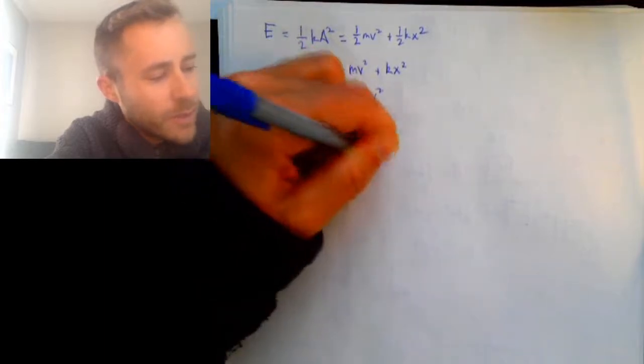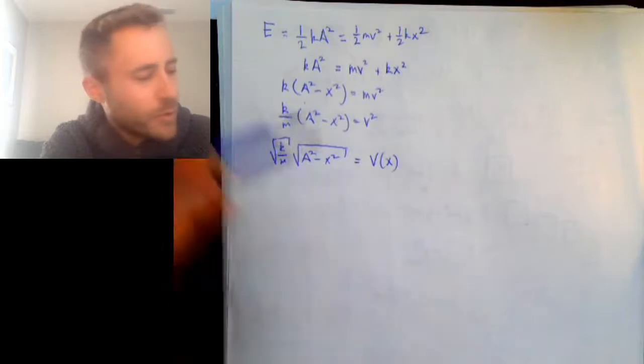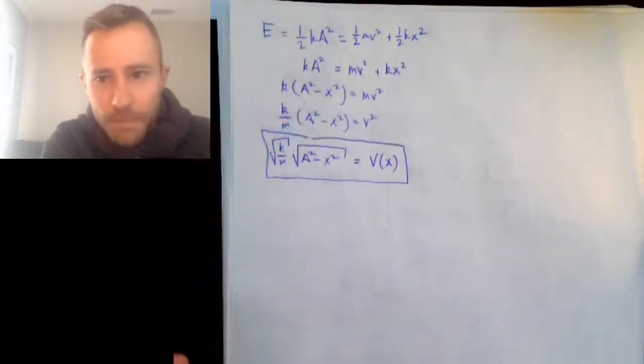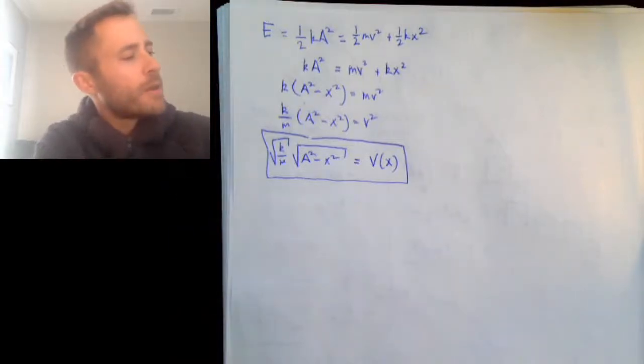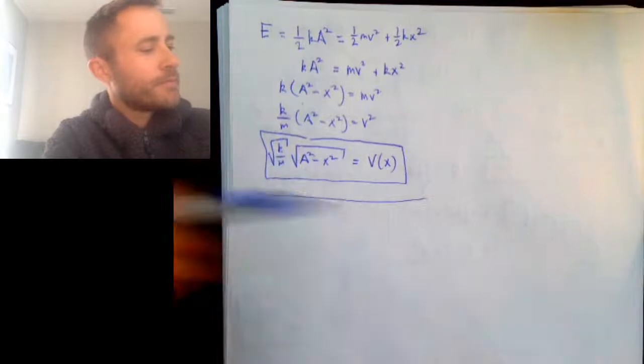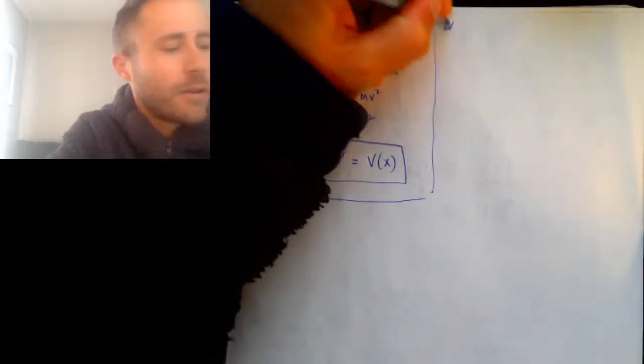So this gives me the speed as a function of position. That's a useful equation, so I thought I would derive it for you. Okay? All right, so we're going to do an example, and then we're pretty much done.